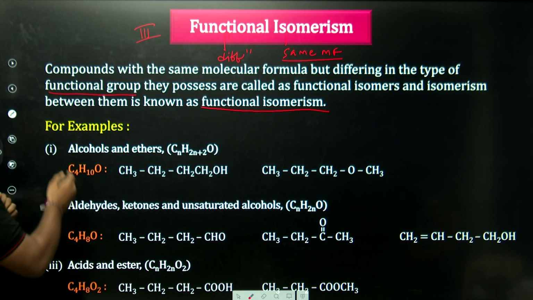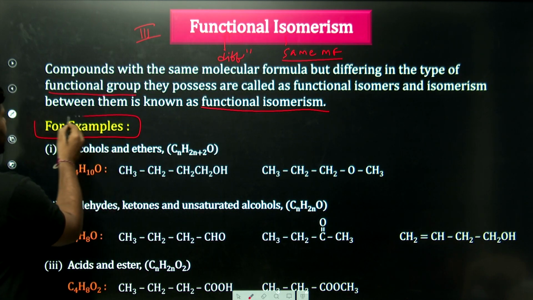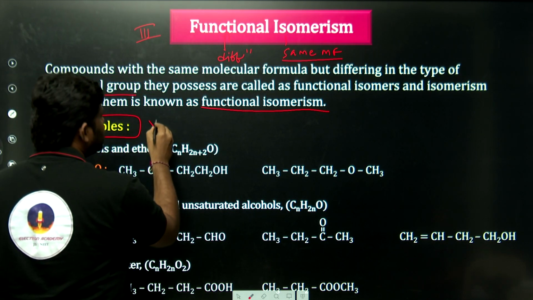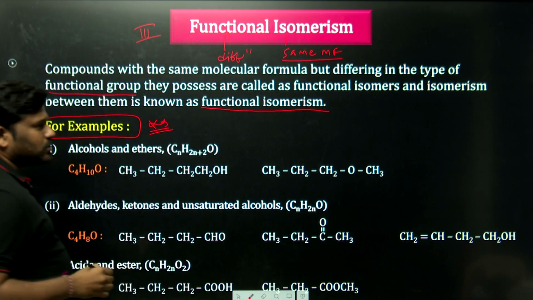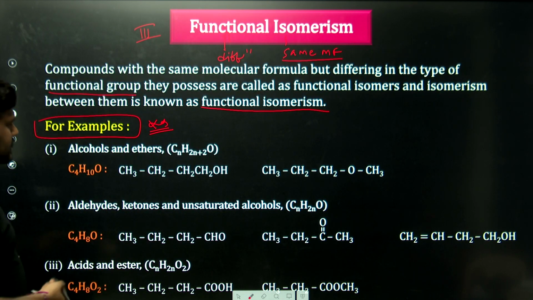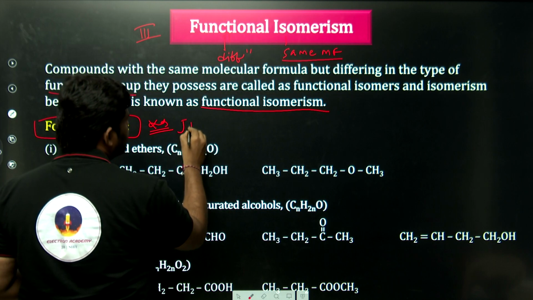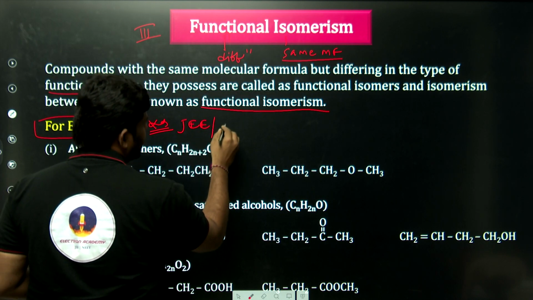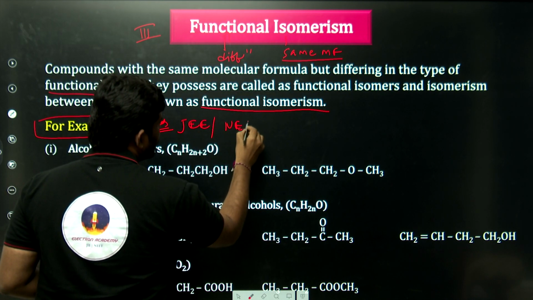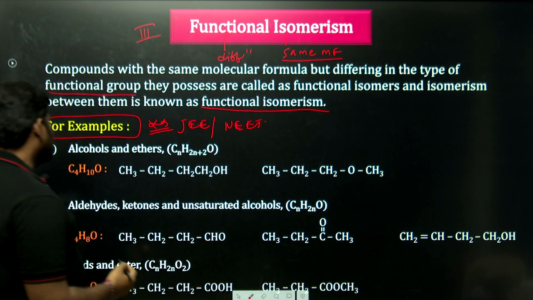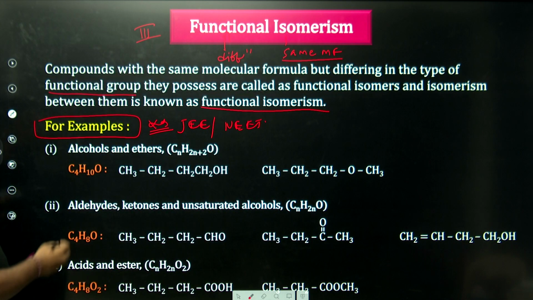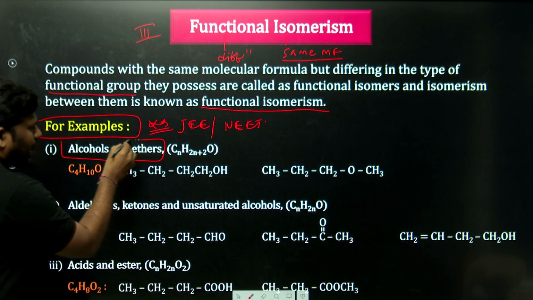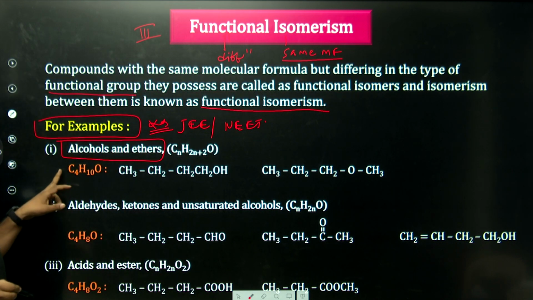Sir, what are the examples? Very important, we can expect questions from this in JEE, NEET, or any competitive exam. This is most important. For example, the first one we will take is alcohols and ethers. Alcohols and ethers are functional isomers.